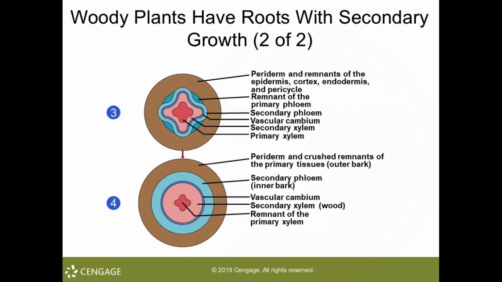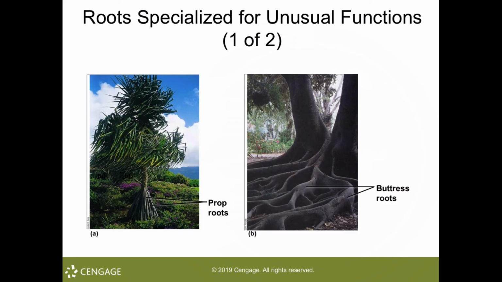So we'll next get to some roots that are specialized for unusual functions. Adventitious roots often arise from the nodes of stems. Many aerial adventitious roots are adapted for functions other than anchorage, absorption, conduction, or storage. From our foreshadowing to begin the chapter.